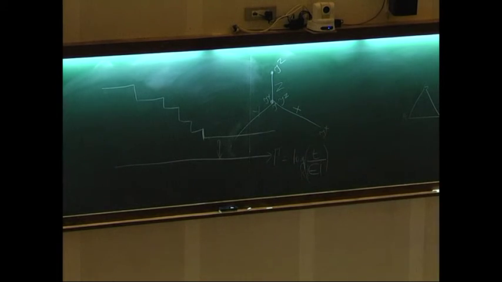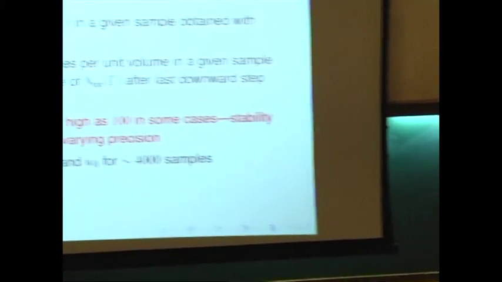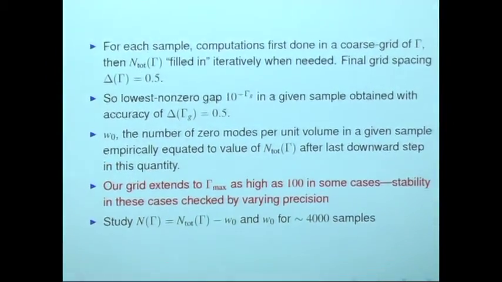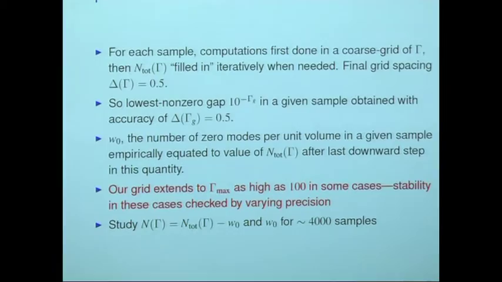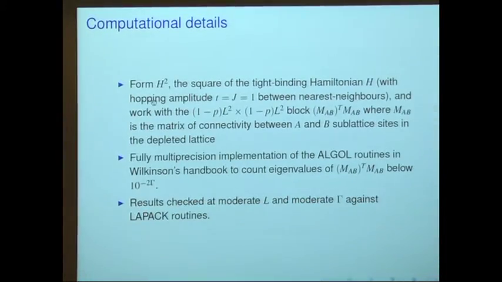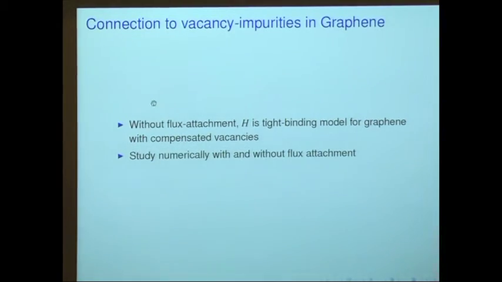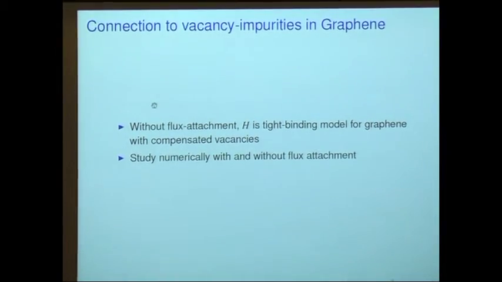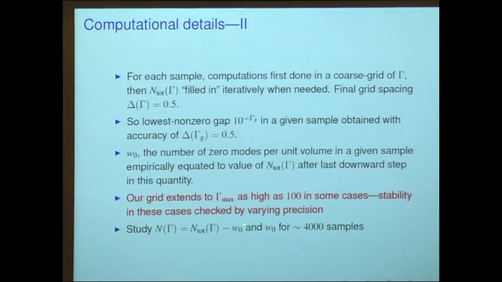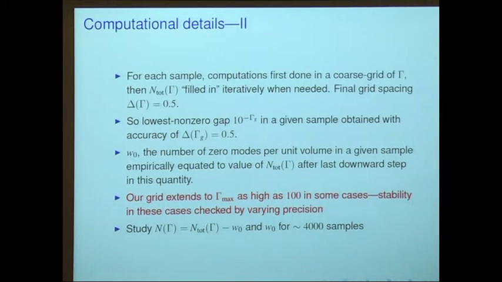That's what we do. And then we split our integrated density of states function into two parts. One is this flat part, which I call W naught, and the other is n of gamma, the integrated density of states minus the flat part. So we split it into two parts, n of gamma and W naught. And then average over a large number of samples.